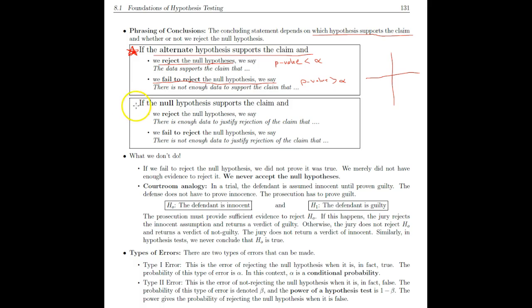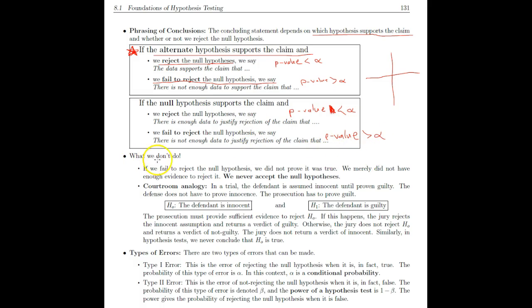Then there's a second example where you may have written a null hypothesis that supported your claim. If your null hypothesis supported your claim and you reject the null hypothesis, remember that's if your p-value is smaller than alpha, then we say there is not enough data to justify rejection of the claim that, whatever your claim was. And if you fail to reject the null hypothesis, which again you fail to reject if your p-value is greater than alpha, then you say there is not enough data to justify rejection of the claim that such and such.